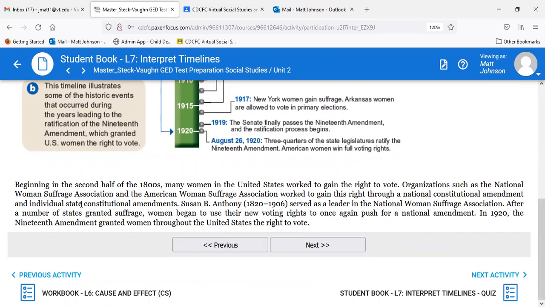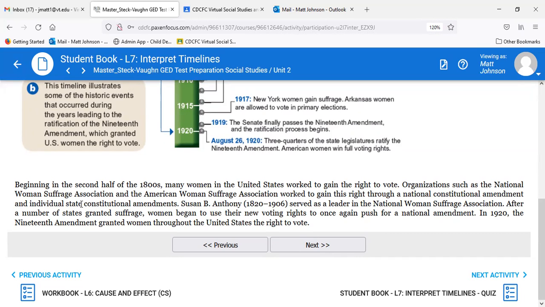Beginning in the second half of the 1800s, many women in the United States worked to gain the right to vote. Organizations such as the National Women's Suffrage Association and the American Women's Suffrage Association worked to gain this right through a national constitutional amendment and the individual state constitutional amendments.